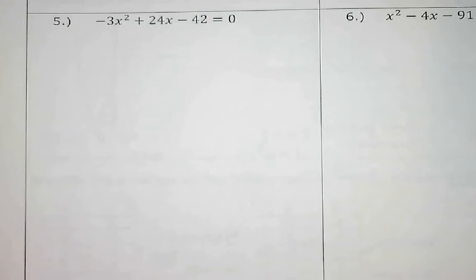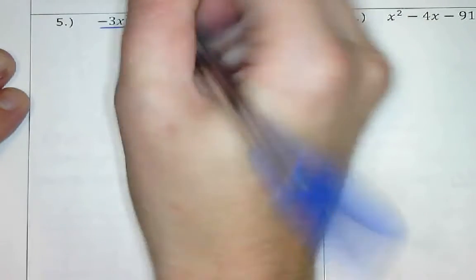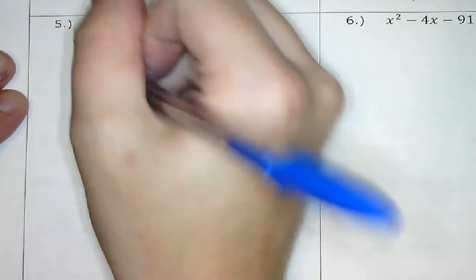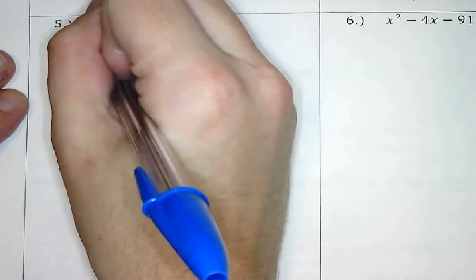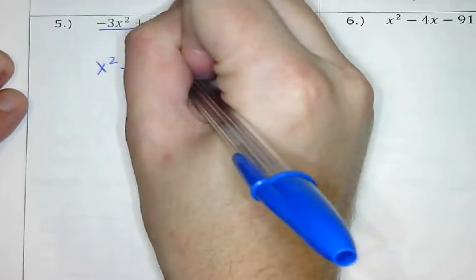It's not 1. So we've got to get it equal to 1. How are we going to get it equal to 1? Divide everything by negative 3. Are y'all comfortable with that? So this now becomes x squared minus 8x plus 14 equals 0. Can I solve this?